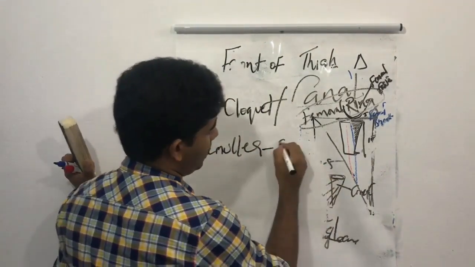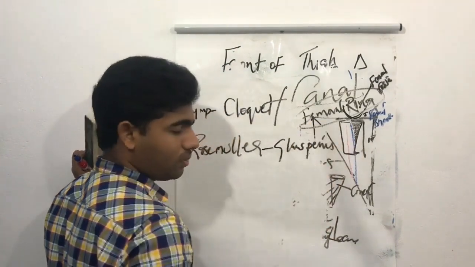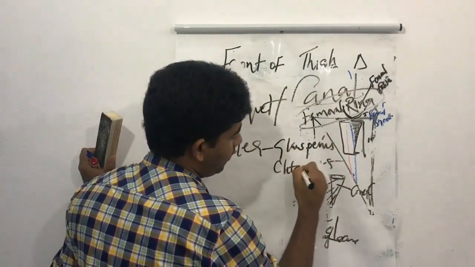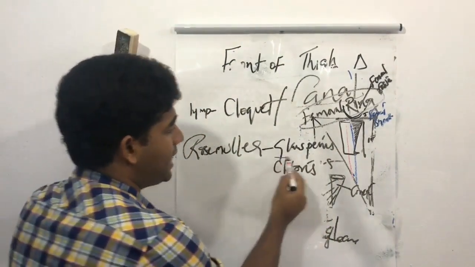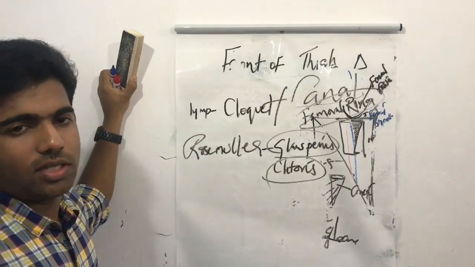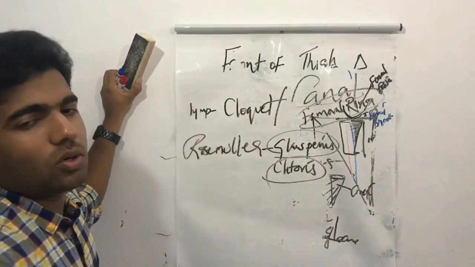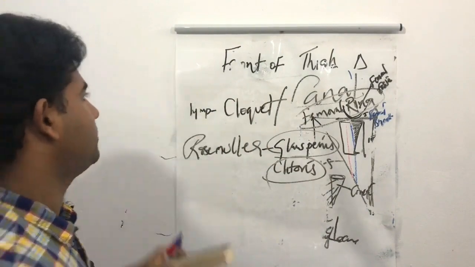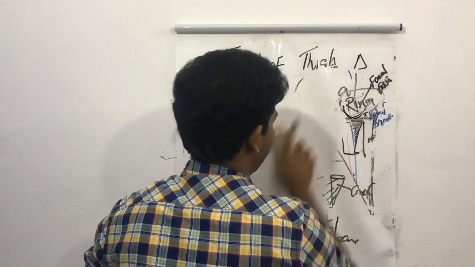This drains lymph from the glans penis, as you have studied in the reproductive system, and the clitoris in females. So the lymph nodes present in the femoral canal are known as Cloquet or Rosenmuller lymph nodes. Clear? So once again, let us summarize the femoral canal.